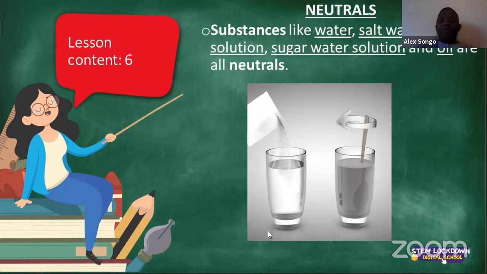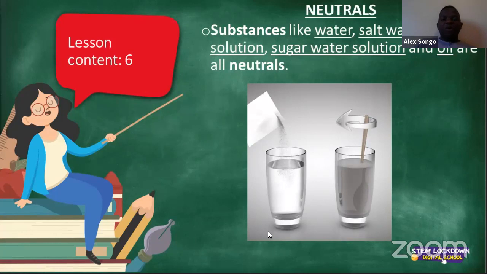A great example of neutrals, ladies and gentlemen, is water. Water is a great example of neutral. If you put salt in water, it still remains a neutral. If you add sugar as well, it still, ladies and gentlemen, becomes or remains as a neutral.